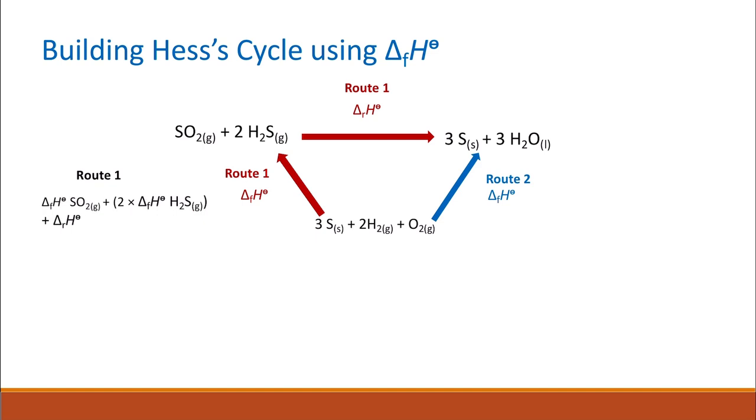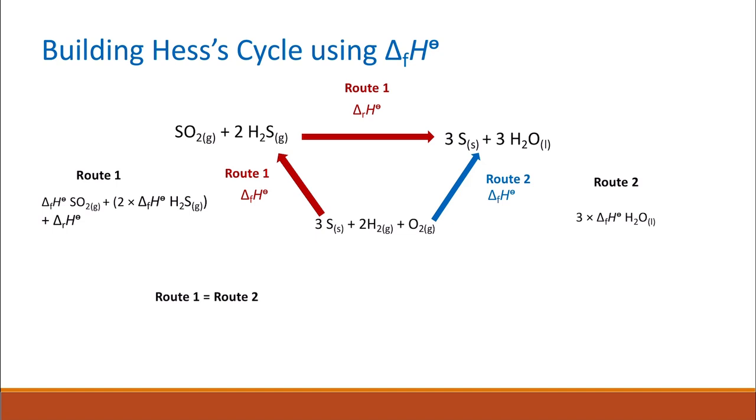In this example, route 1 will equal the total of the enthalpy change of the reaction and the enthalpy change of formation of both reactants, the sulfur dioxide and hydrogen sulfide. Note here that 2 moles of hydrogen sulfide are included in this reaction, so we multiply the enthalpy of formation of hydrogen sulfide by 2 because there are 2 moles. Route 2, on the other hand, will have 3 times the enthalpy of formation of water because there are 3 moles of water. Note that sulfur is an element and the enthalpy of formation of elements equals 0.